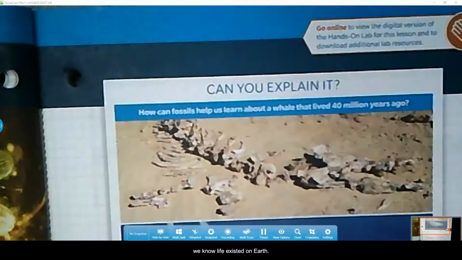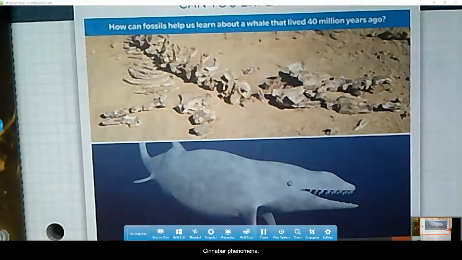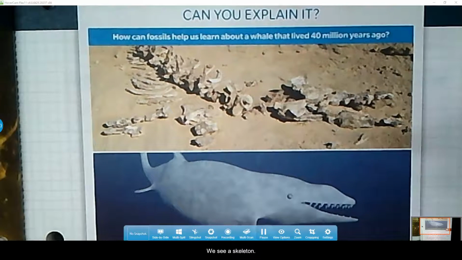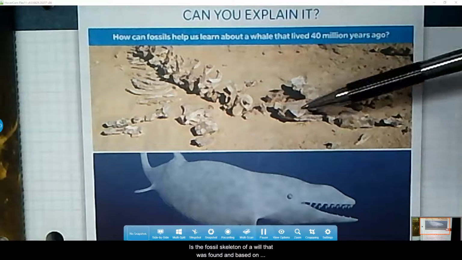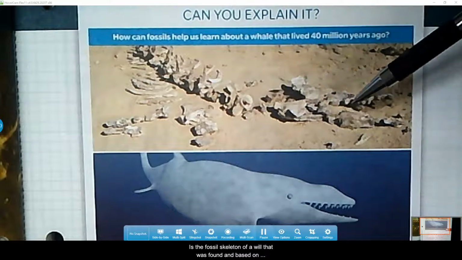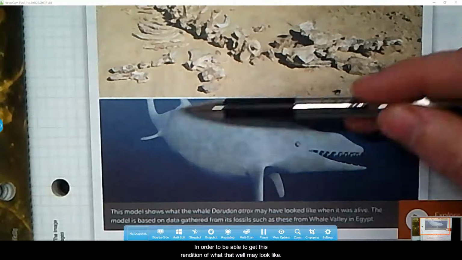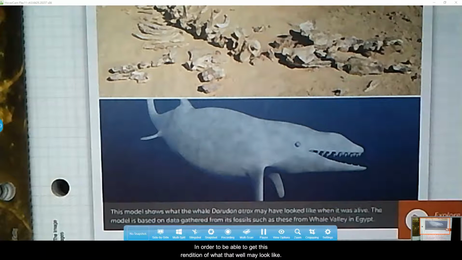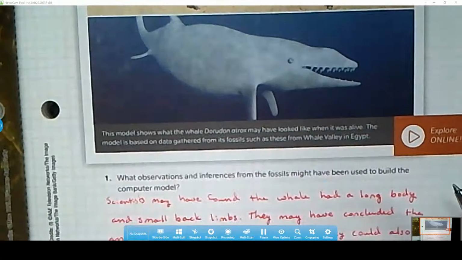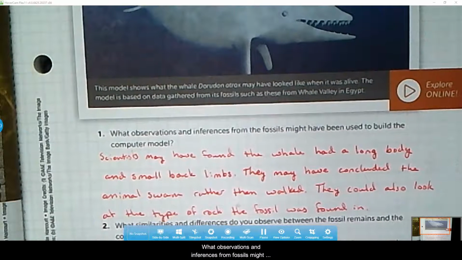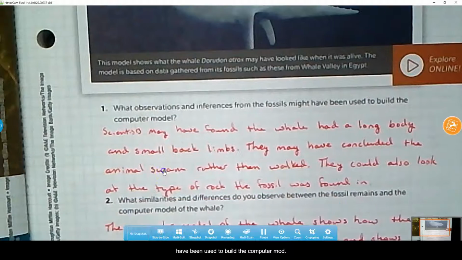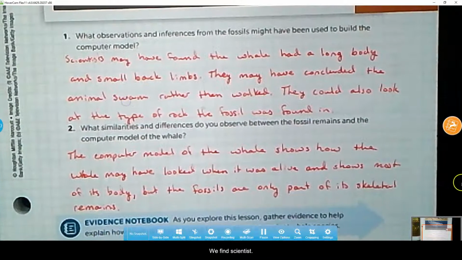So if we look at our first picture here, kind of our phenomenon for the lesson, we see a skeleton. This is a fossil skeleton of a whale that was found. Based on the skeleton, an artist was able to get this rendition of what that whale may have looked like. If we look at the question, what observations and inferences from fossils might have been used to build the computer model? Well, scientists may have found the whale had a long body and small back limbs. They may have concluded that the animal swam rather than walked.